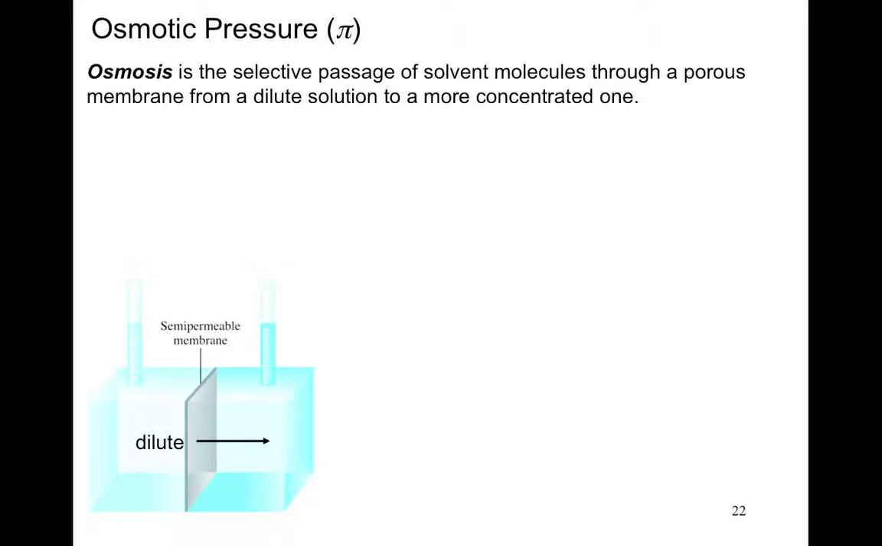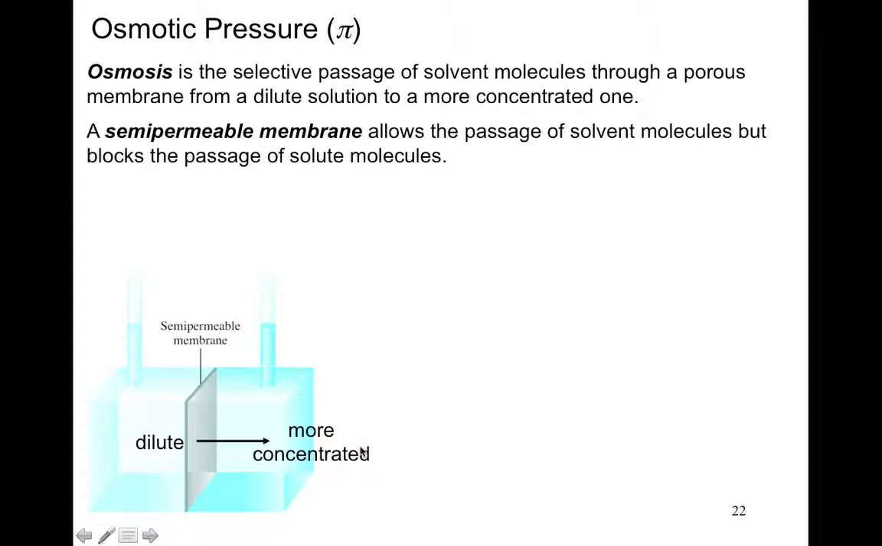And so here's the example of a semi-permeable membrane in the middle of two tanks. And here it's more dilute, and here it's more concentrated. So water is going to move across to the more concentrated side. The semi-permeable membrane, this gray thing in the middle here, allows the passage of your solvent, so in this case water, but blocks the passage of solute. So water can get through, but salt and sugars can't.